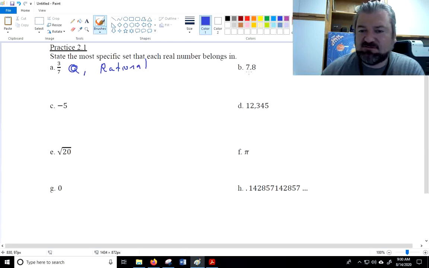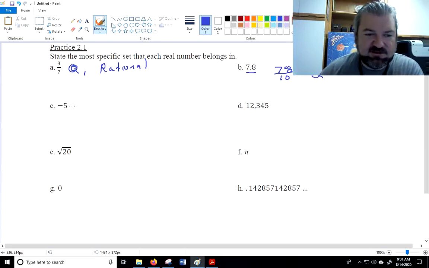7.8. Well, this is a decimal that terminates, so it must be able to be put into a fraction. The way that I would do that is I would just move this decimal to the right one and then divide by 10. 78/10. We could then reduce it, but you can already see that I was able to express it as a ratio of 2 integers. So this is a rational number.